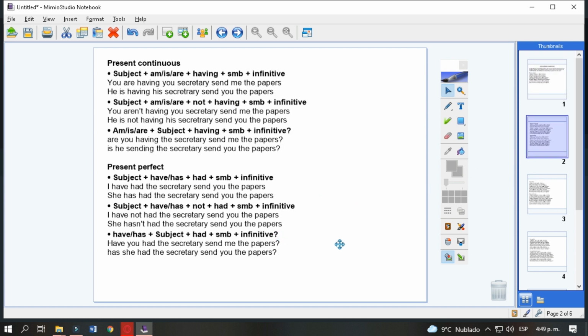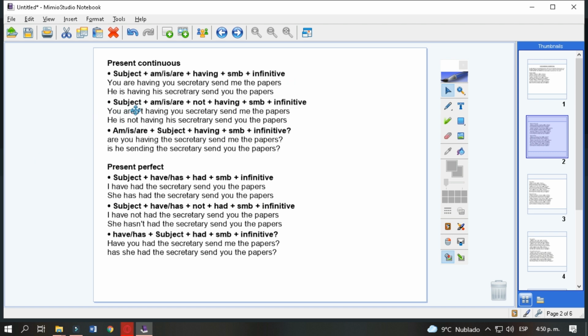If we want to use present continuous, we need a subject, is or are, having, the main verb in ing, somebody, and the verb in infinitive, the action in infinitive. So the examples would be: you are having your secretary send me the papers. Another example would be he is having his secretary send you the papers.